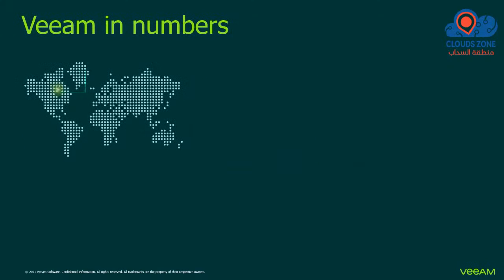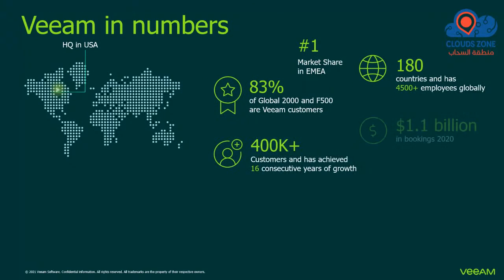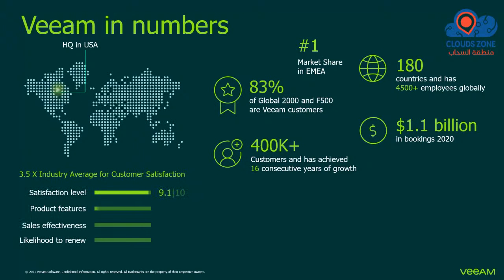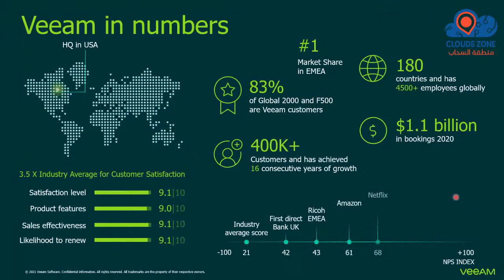So let's talk about Veeam in numbers. Veeam is a US company, and our HQ is based in the USA. We are a global leader in cloud data management, and we have the number one market share in EMEA, and we are protecting about 83% of the Fortune 500 companies. We have more than 400,000 customers globally, and about 1,200 customers in Saudi alone. We have offices across more than 35 countries, including our office in Saudi.